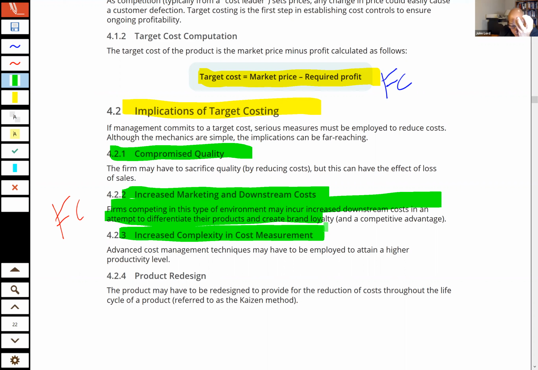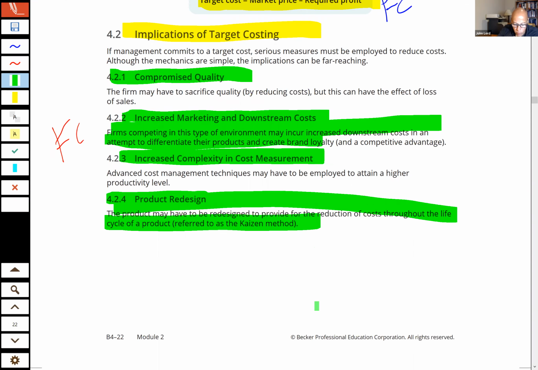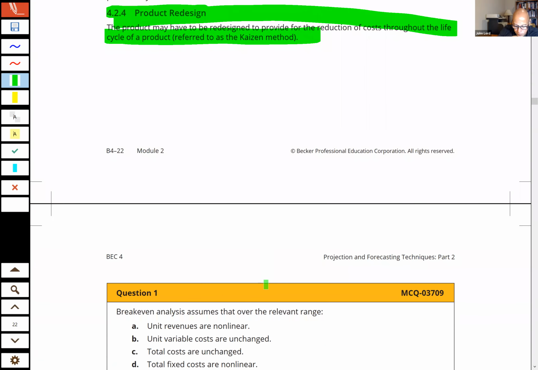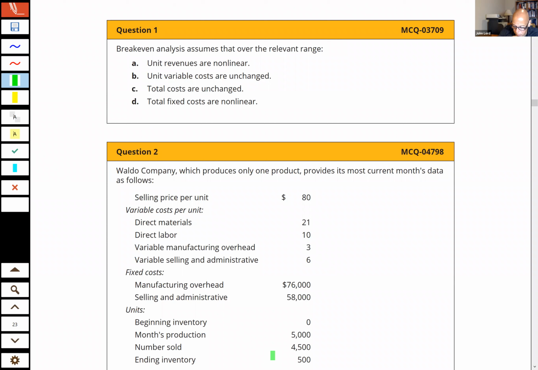I don't know that that's a bad thing necessarily, but it means you're going to have to implement something like activity-based costing or something to make sure you're properly allocating your costs. Remember the bottles and the cans example that we had when we talked about ABC. And then product redesign to provide reduction of cost through the life cycle. I guess that's called the Bayesian method. Okay, flashcard those implications. I don't know that they're pros and cons, but I still want you to flashcard. Okay, good. So let's take a look now at some of these questions.